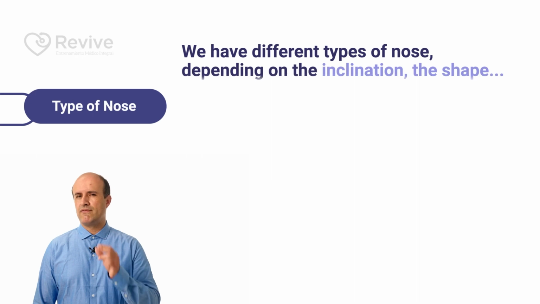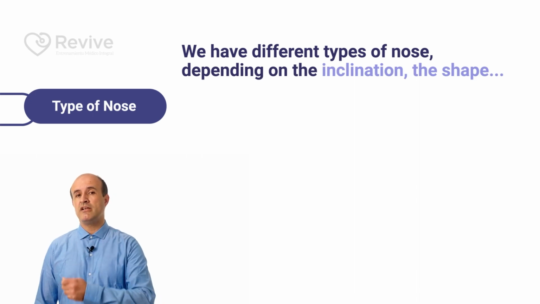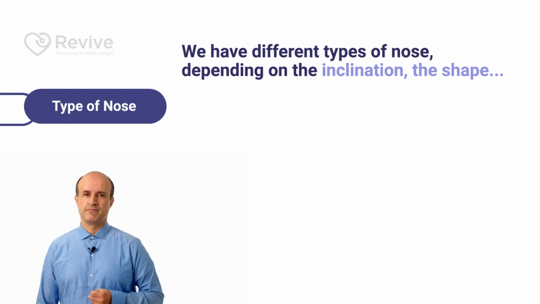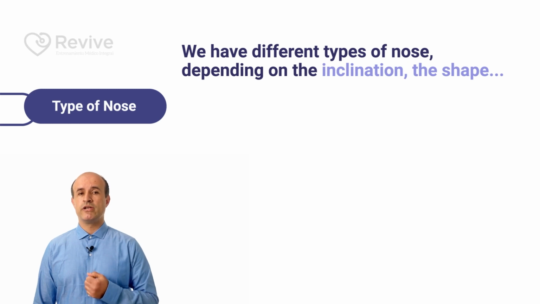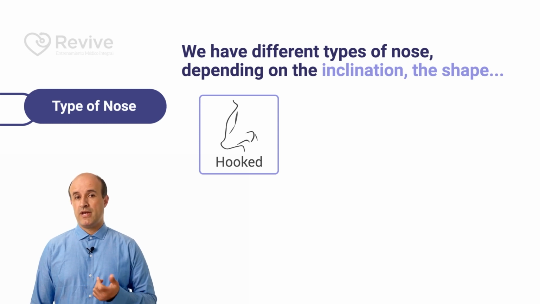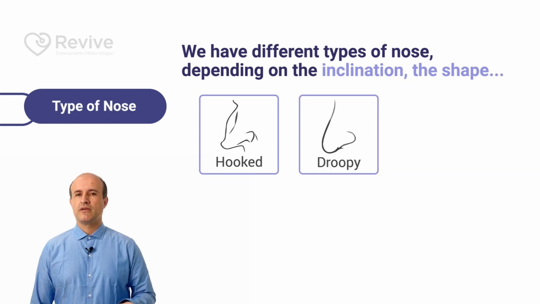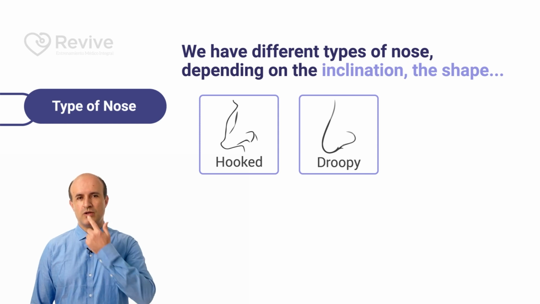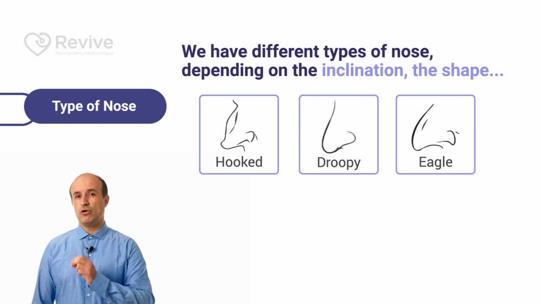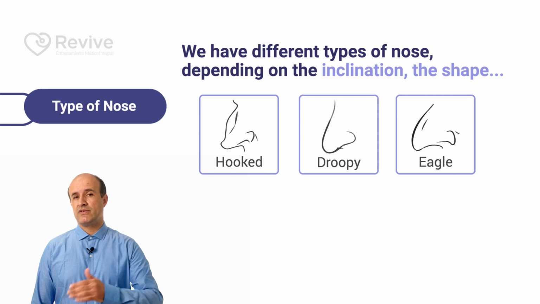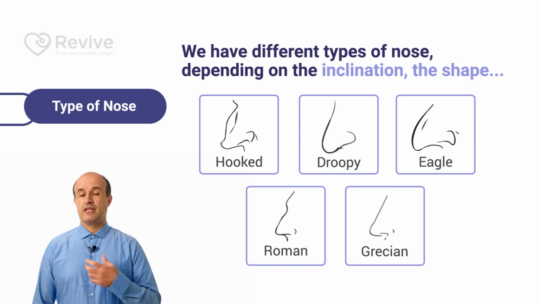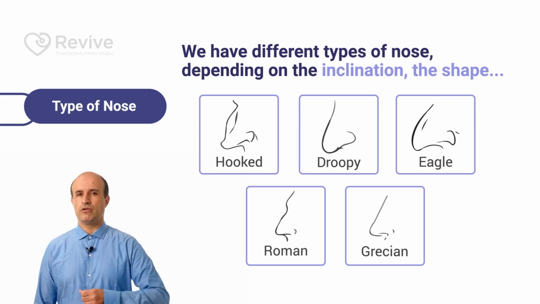Concerning the nose, we have different types of nose depending on the inclination, the shape, and sometimes the comparison we can establish with cultures even. The first type of nose we are going to have is hooked, also called broken profile. Then we will have the droopy nose that has the tip of the nose very low and gives a sensation of aging. After this, we have the eagle nose that is similar to the beak of an eagle, and then the Roman nose and the Grecian one that resembles the profiles of these two cultures.